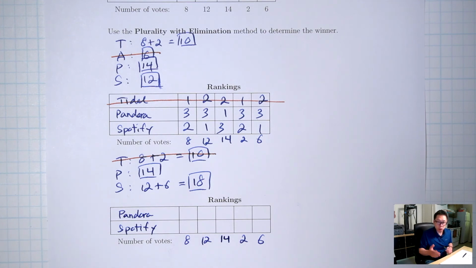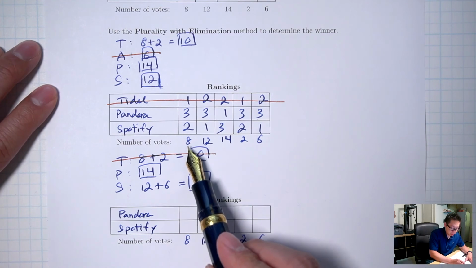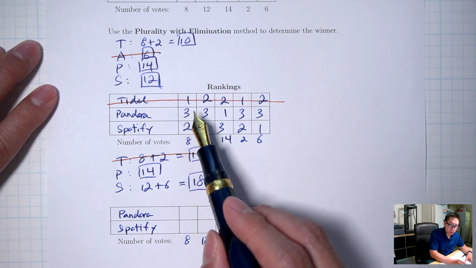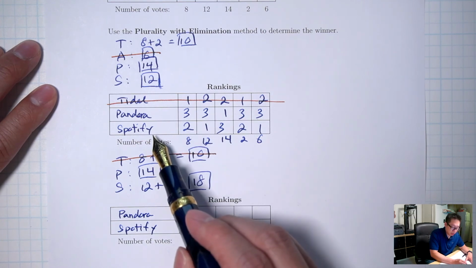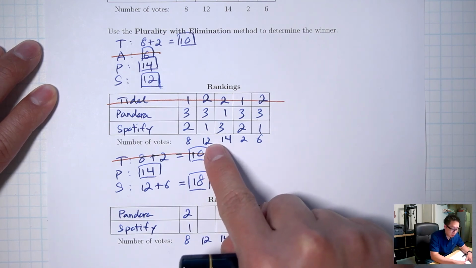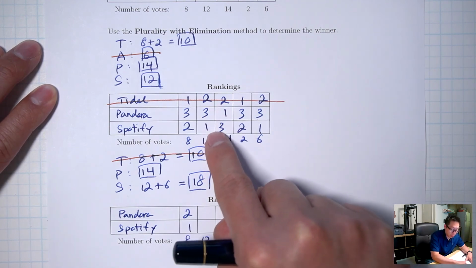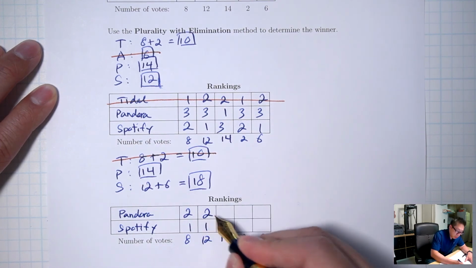Okay, so go through each column and ask yourself, who do these 8 people like the most? So 3 or 2. Remember, you're looking for a lower rank. So lower rank is 2. So they like Spotify more. So Spotify will get 1, which means Pandora is 2. These 12 people, 3 versus 1, they're going to prefer 1. So Spotify will get the 1, and Pandora will get the 2.